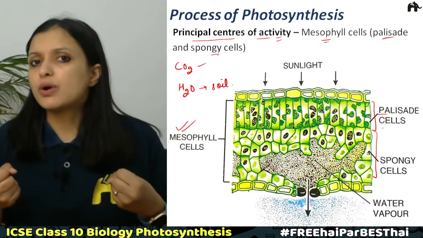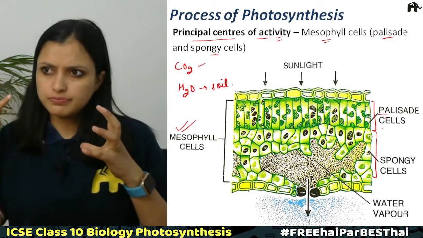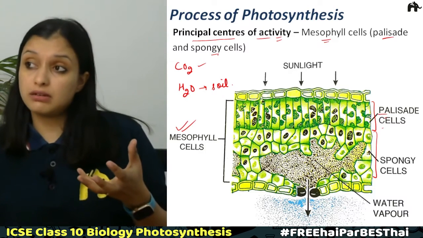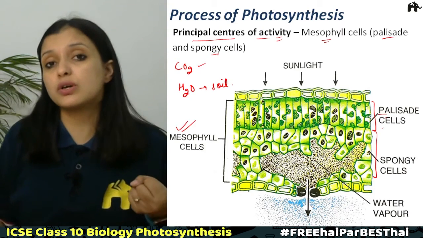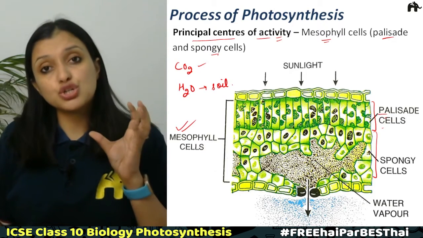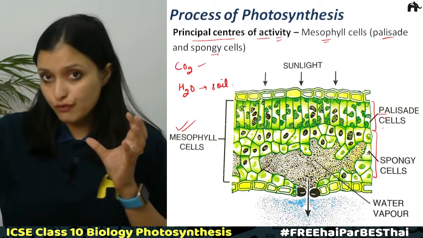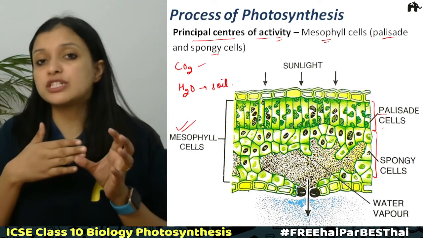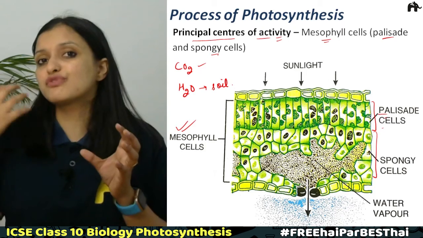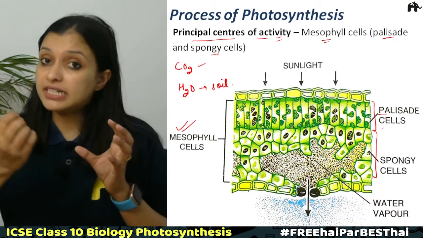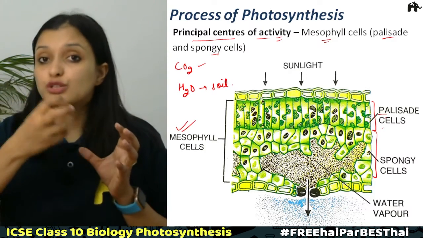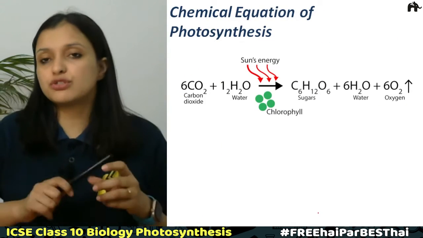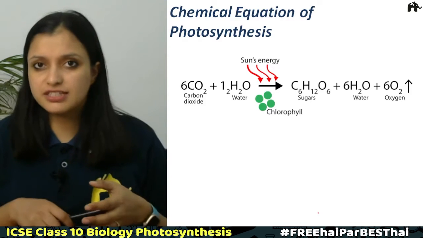Now in diffusion, what happens? If we talk about carbon dioxide, it moves from its higher concentration to lower concentration. When the stomatal aperture opens, there is a higher concentration of carbon dioxide outside the cell, but a very low concentration inside the cell. So by the process of diffusion, this carbon dioxide enters into the leaf through what? Through the stomata, correct?